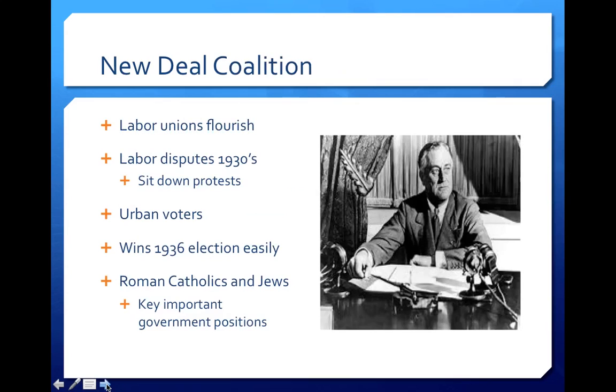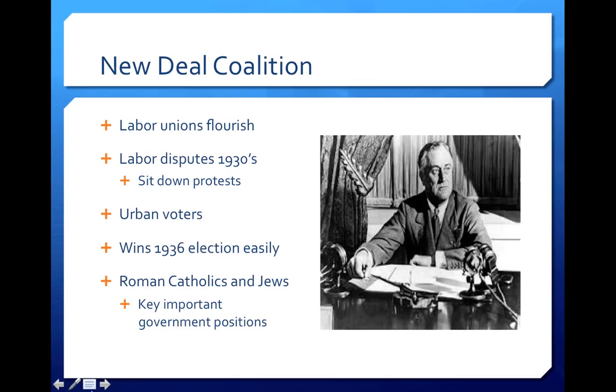FDR creates a new coalition, which is an alignment of diverse groups dedicated to supporting the Democratic Party. The coalition included many people: Southern whites, various urban groups, African Americans, and unionized industrial workers. Also urbanites, or urbanized dwellers.